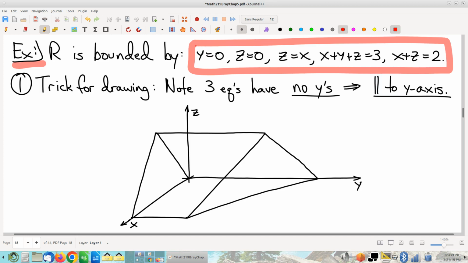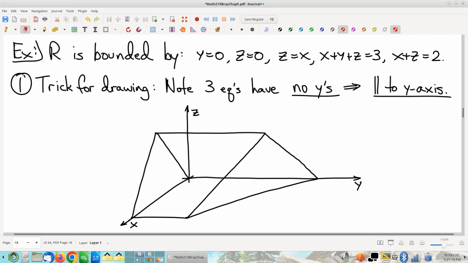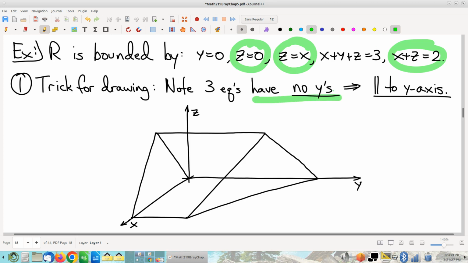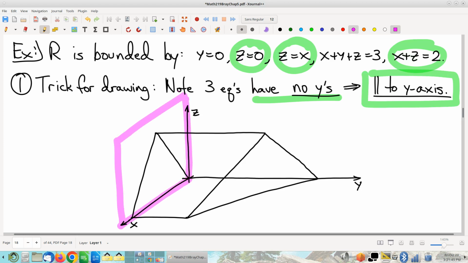But this is not exactly what we're facing. We have 5 planes, of which some of them are extremely convenient. And the point of view I want to take on this is to notice that 3 of them, in particular, have no y's in their equations. And flash back to chapter 1: when you have no y's in the equation for a plane, that means those planes are all parallel to the y-axis. So I can actually draw those planes pretty easily. I'm just going to look inside of the xz plane and draw what their intersections look like there.